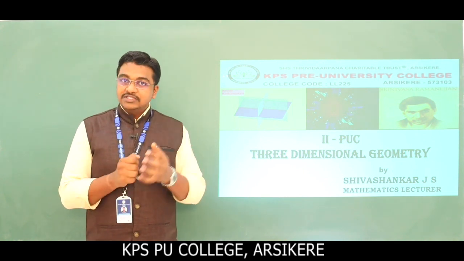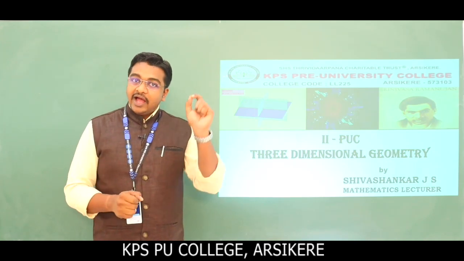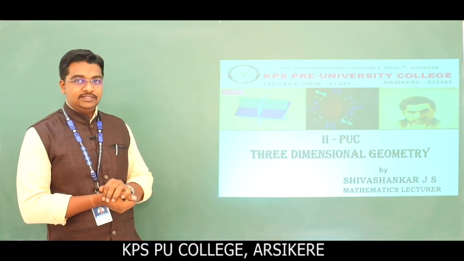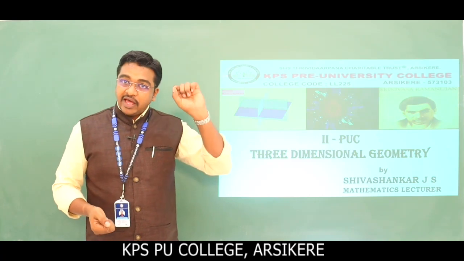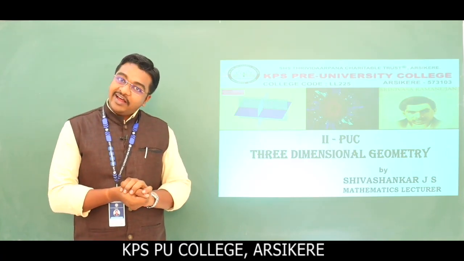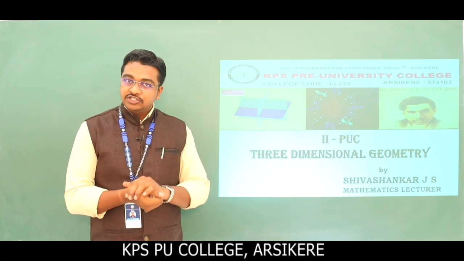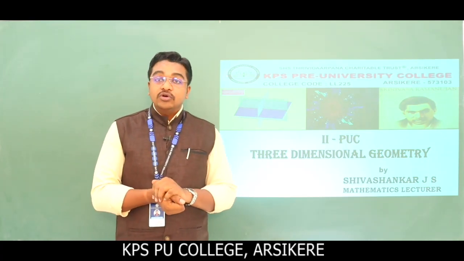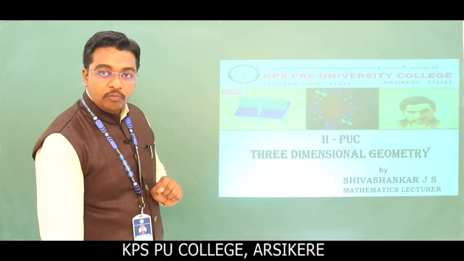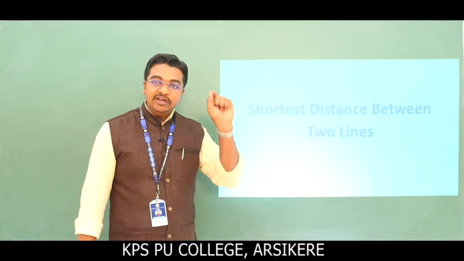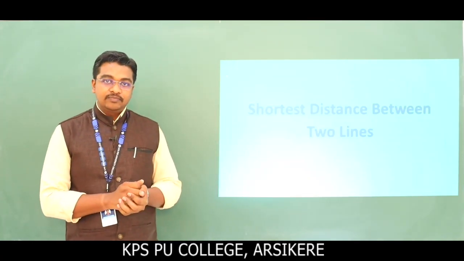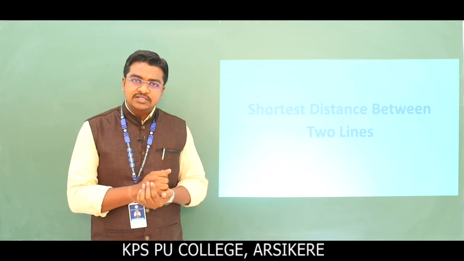So in our last class we had a discussion on the angle between two lines, the condition for lines to be perpendicular, and the condition for lines to be parallel. We have discussed this. In this class I am going to discuss a very important topic, the shortest distance between two lines. Okay, then how to find the shortest distance?